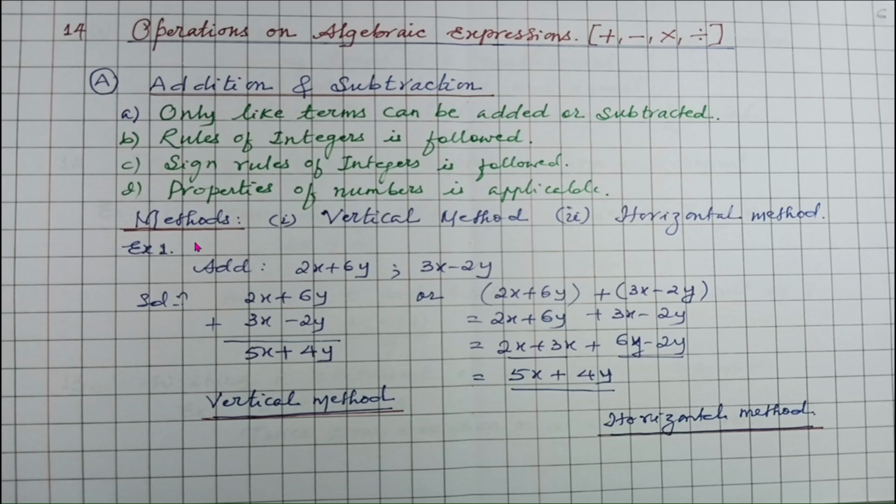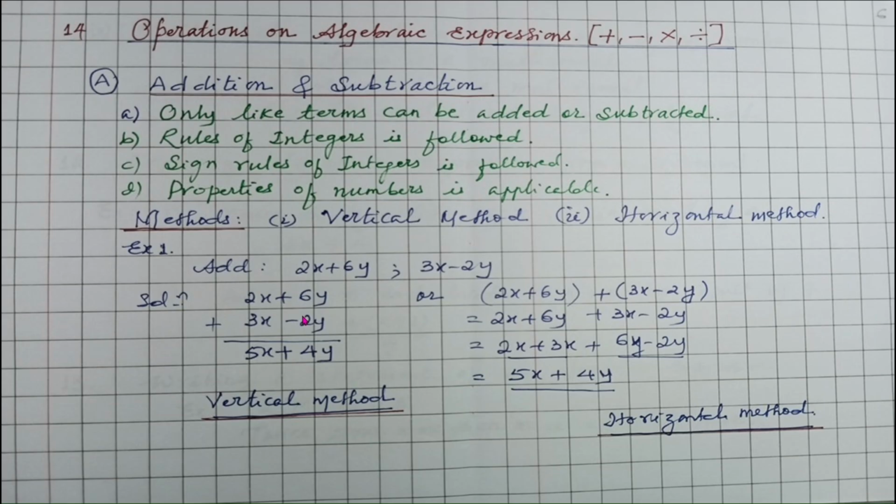Now let us go for the methods of addition and subtraction. We have two methods, that is the vertical method and the horizontal method. So let us learn them with examples. Now let us say we have an example here. Add 2x plus 6y and 3x minus 2y. If I have to go for the vertical method, then write 2x plus 6y and write 3x minus 2y below that. Add the terms as we add the numbers. Add 6y minus 2y, they are like terms. Plus 6 is greater, minus 2 is smaller. So plus 6 minus 2 becomes 4y.